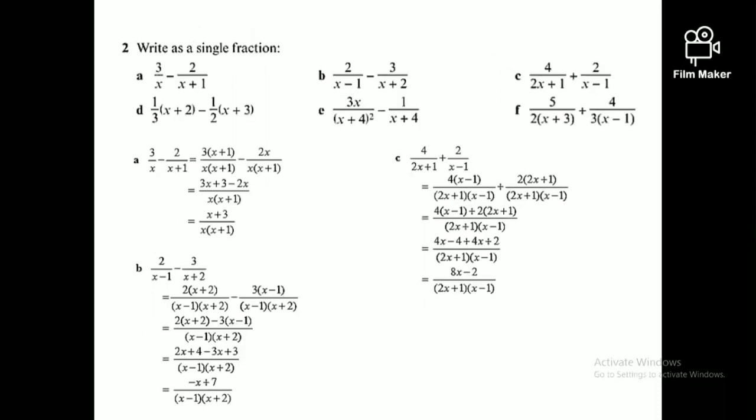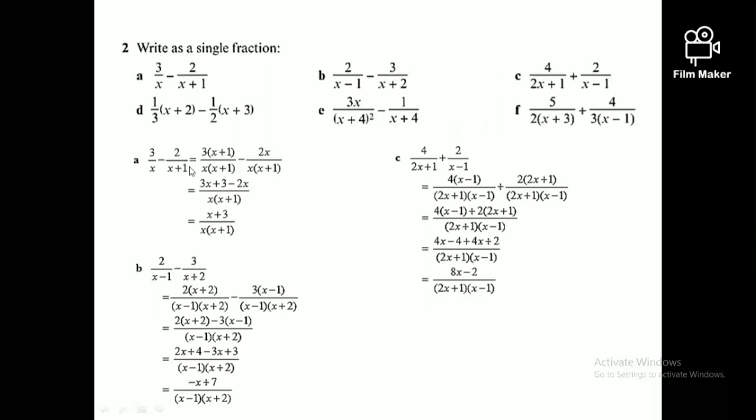Let's make this question a little bit advanced, right? 3 over x minus 2 over x plus 1. If you take the LCM, what is the LCM? x into x plus 1. Now see how many x terms are there for this common denominator. If you cover x, what is the remaining term? x plus 1. Therefore, multiply 3 with x plus 1.